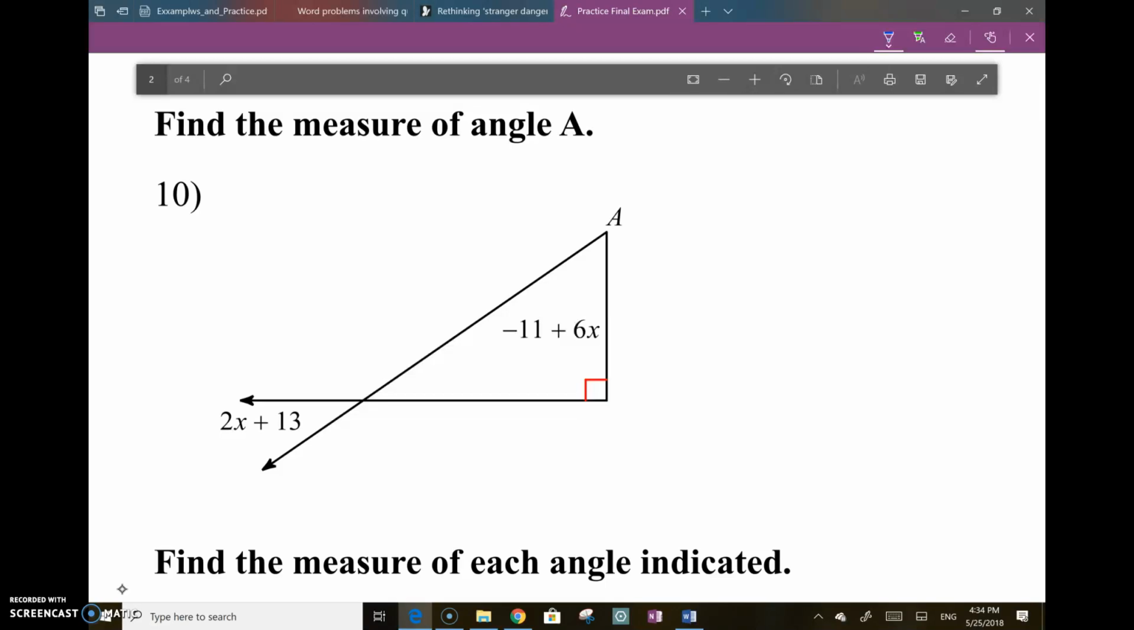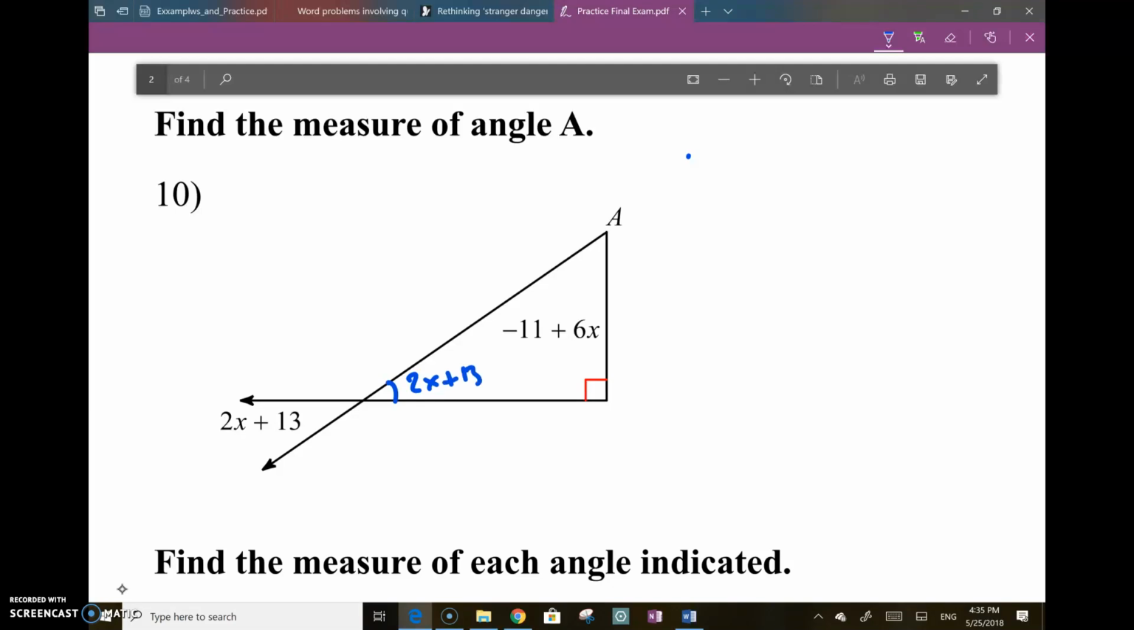Actually, this can be done in 2 ways. So this is 90 degrees. This belongs right there. It's just too small a space to fit it. So that's why it was put like that. There are 2 ways to do this. One way is to realize that these are vertical angles. So you can call this 2x plus 13.